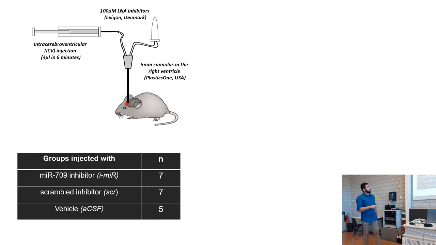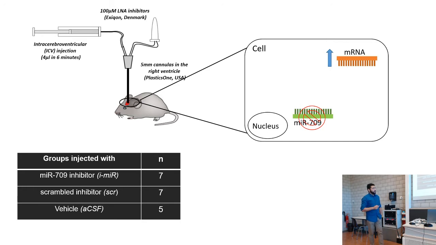What we did was to inject inhibitors of 709, or a negative control, or a vehicle, in the ventricles of mice. And we recorded the mice for 4 days, sleep depriving them as well after 2 days. So what did we expect to happen in their brain? Every cell that would absorb this specific 709 inhibitor would have the microRNA blocked. Therefore, the targets of the microRNA would be free to be upregulated.